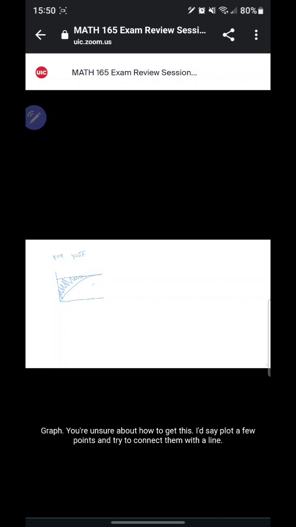If you're unsure about how to get this, I take plot a few points and then try to connect them with the line. Why do I start at 0? Because it asks for the first quadrant. Also, you can't have negative inputs for the square root of x. Otherwise, you get imaginary solutions for y.